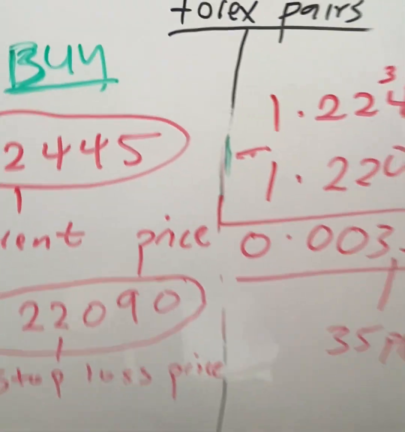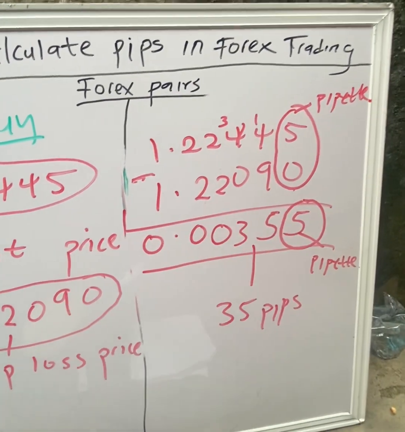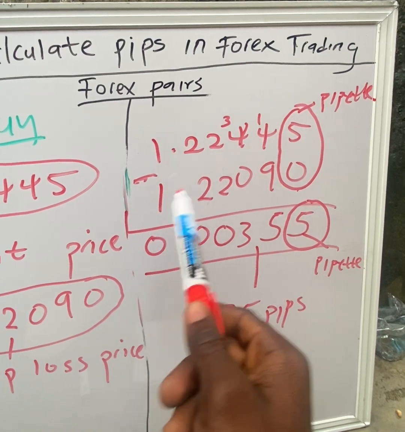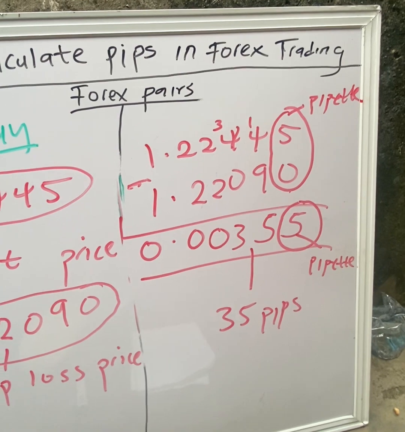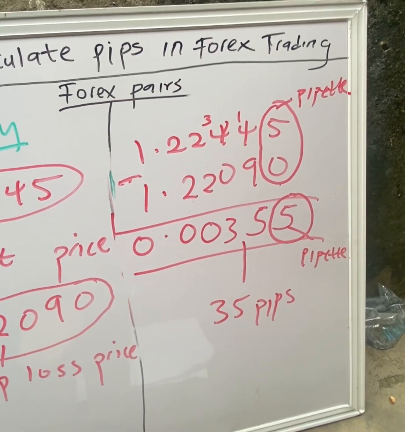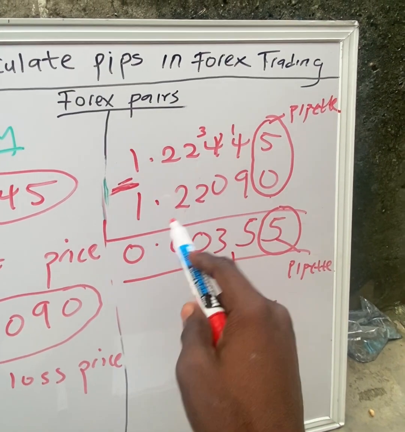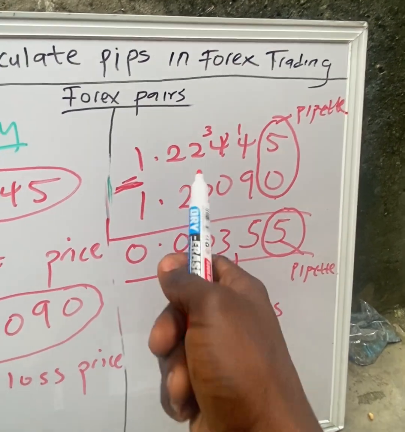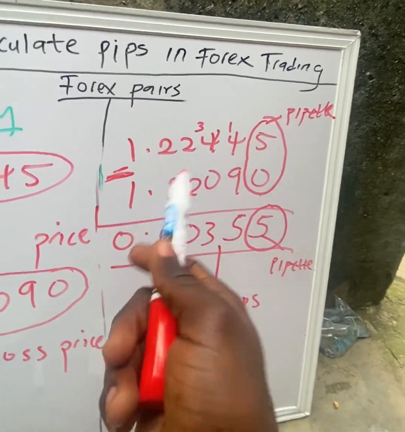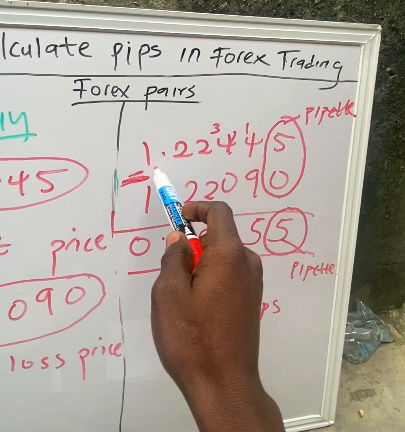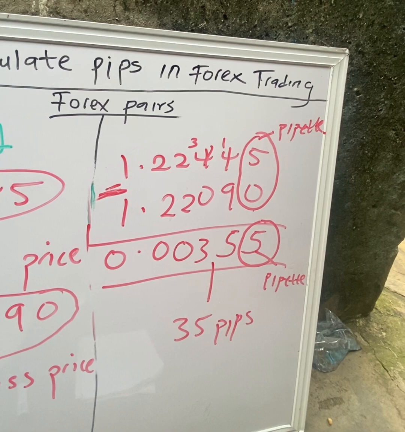But first, we have 1.22445 as the current market price, and they give us the stop loss price as 1.22090. So how do we calculate the amount of pips you are risking on the trade? It's very simple. Just subtract the lowest number from the highest one. In terms of buy, you subtract the stop loss from the current market price. But in terms of sell, you subtract the current market price from the stop loss.